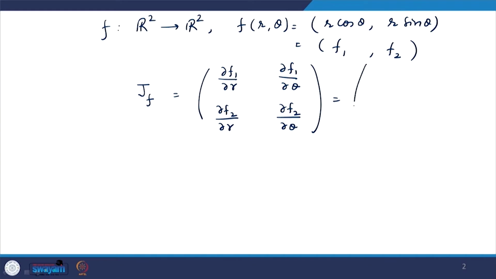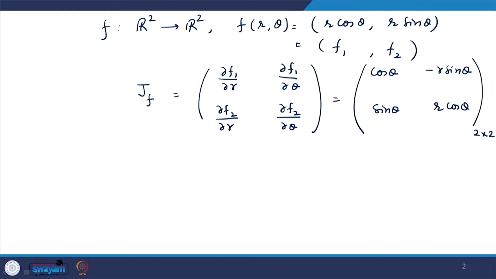Now f1 is r cos theta; differentiating partially with respect to r gives cos theta. f1 with respect to theta is minus r sin theta. f2 with respect to r is sin theta, and with respect to theta it is r cos theta. So, this 2 cross 2 matrix is basically the Jacobian of f. This is a function from R2 to R2.